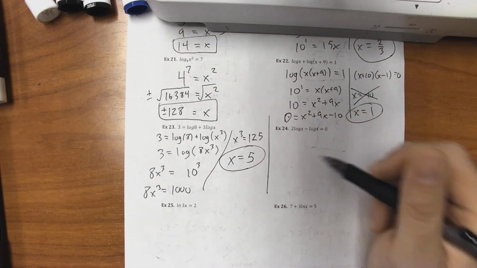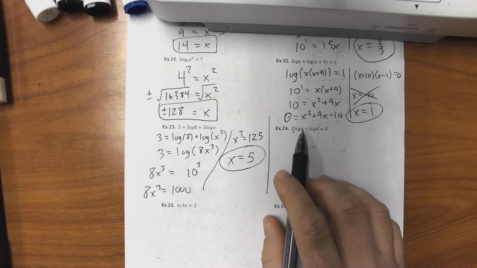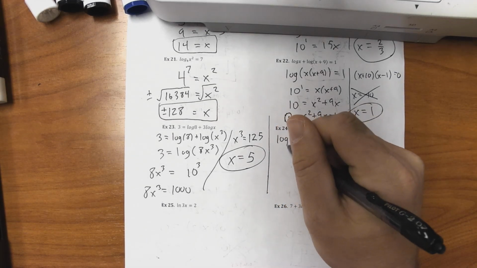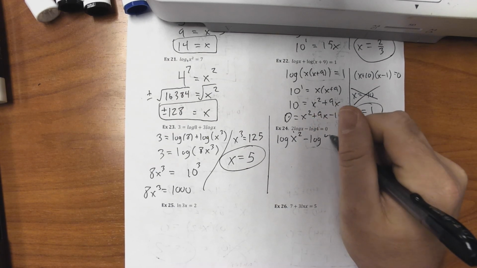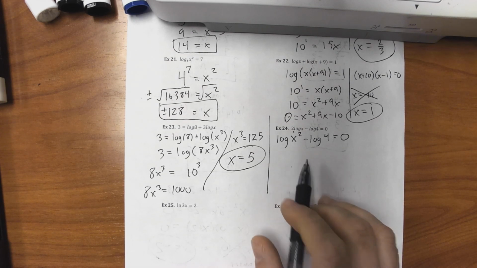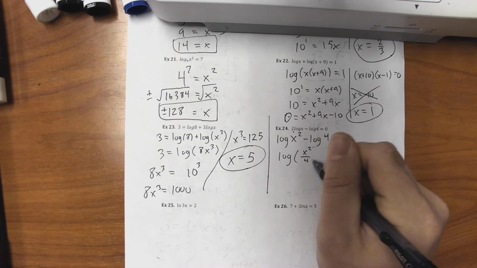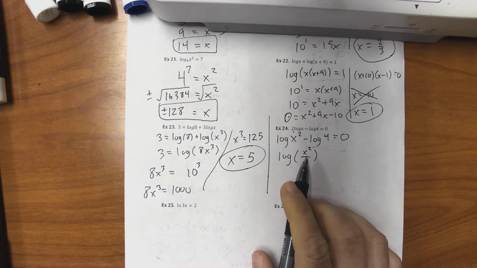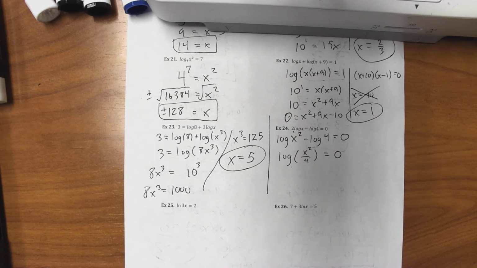Let's look at example 24. So I could pack in that coefficient as a power. This is what we were doing about a week and a half ago. So log of x squared minus log of 4 equals 0. I can combine these two logarithms. Remember, when I subtract a logarithm, it's going to translate into a form of division. And then go ahead and switch it.